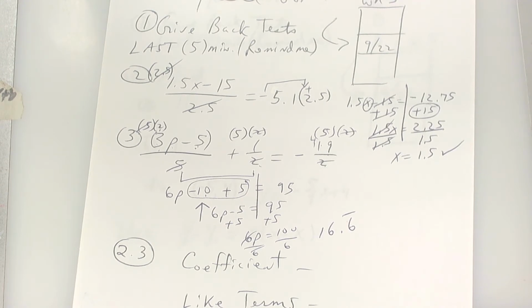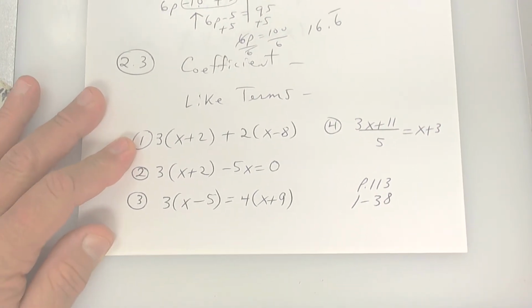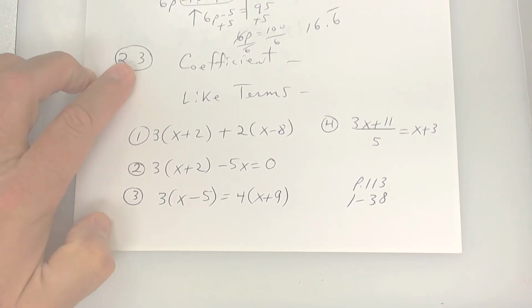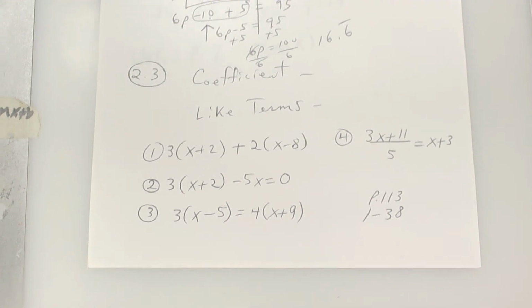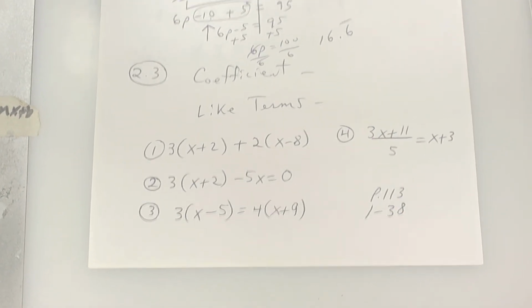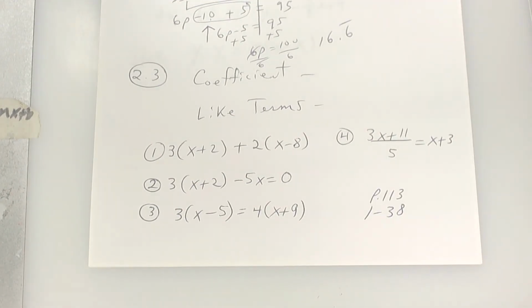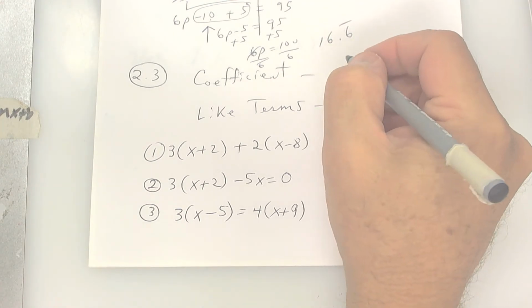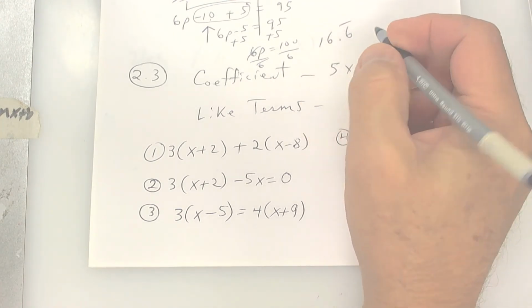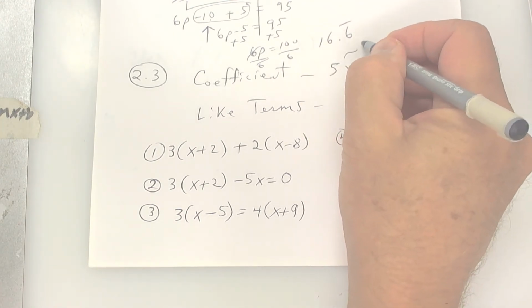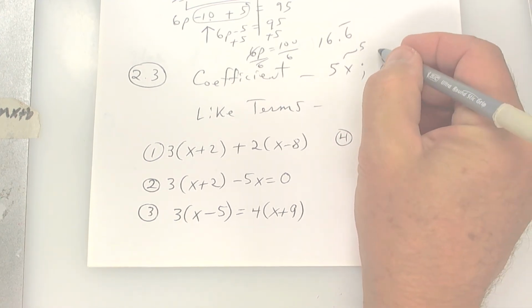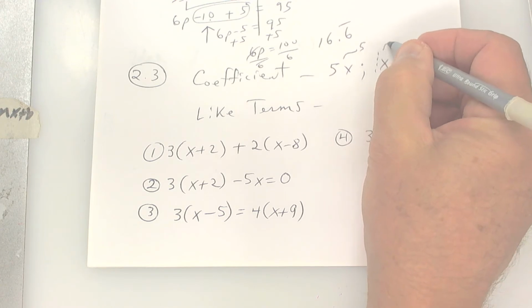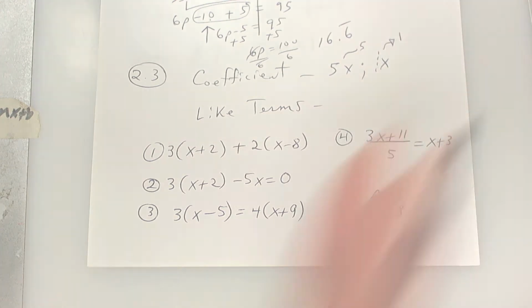Let's go on. Coefficient. Copy this down on a new sheet of paper. This is 2.3. Coefficient is the number in front of the variable. So in this case, the coefficient, like if you take 5x, the coefficient is 5. If you have just plain x, it's understood that the coefficient is 1. Make sure you know that.